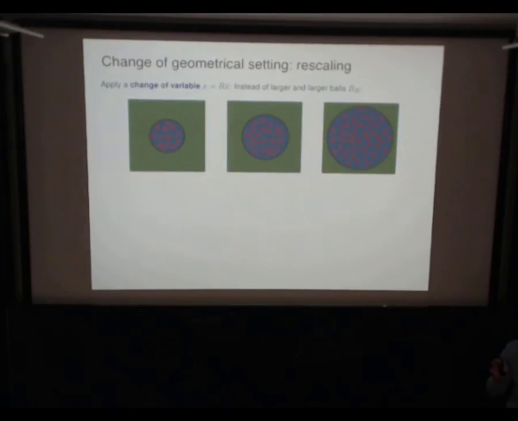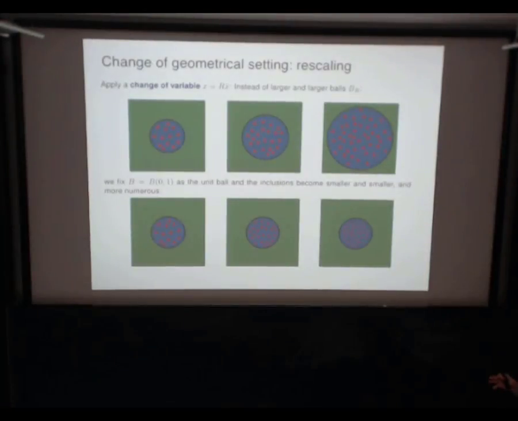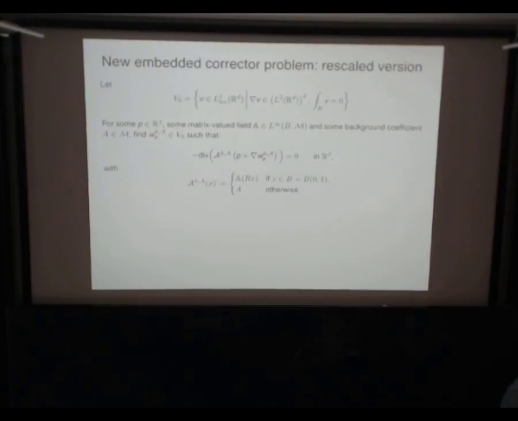Okay, let me do the change of variable. I think this is quite standard in the community. So instead of looking at growing balls and balls with more and more inclusions, we define the unit ball and we scale the medium to be smaller and smaller with always the same fixed size, but we have smaller inclusions and they're also more numerous with increasing R. Okay, so then we restate this corrector problem in the following way.